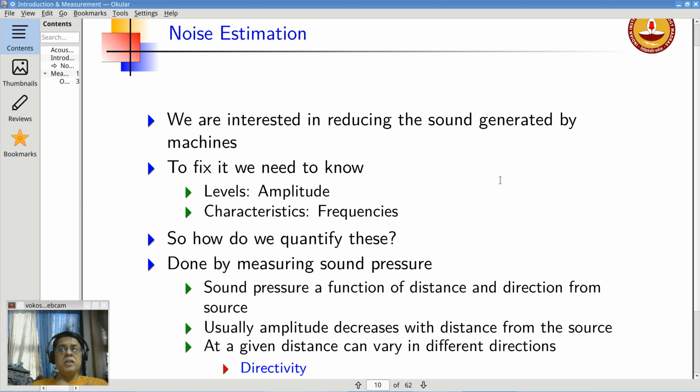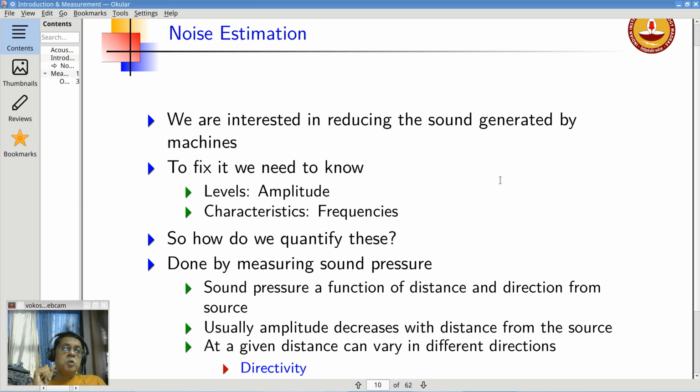So as a mechanical engineer, typically we are trying to, as I said, either from a health perspective, where it is making too much noise, bring it down to levels which are more healthy, or as a product attribute where it is not an issue in terms of health, but I use it as a product differentiator. So in either case, I am interested in reducing the sound. To fix it, of course, we need to know amplitudes and frequencies.